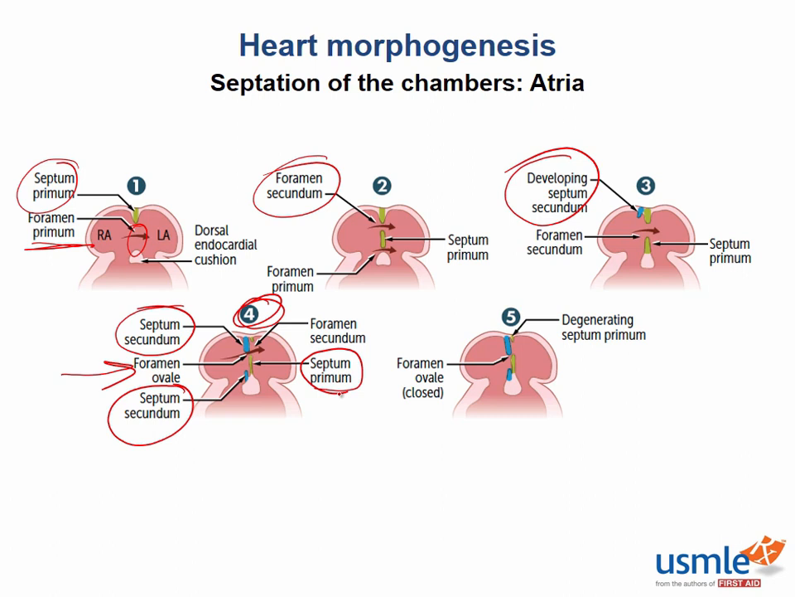Also within this third image, you see the septum secundum, which begins to grow down from the right side of the septum primum. You can then move on to the fourth image, where you can continue to follow the growth of the septum secundum as it forms the foramen ovale over the foramen secundum.